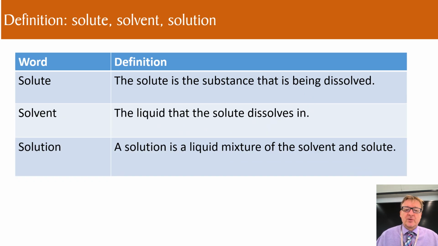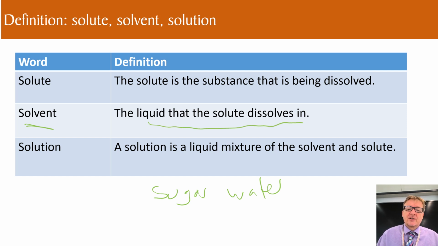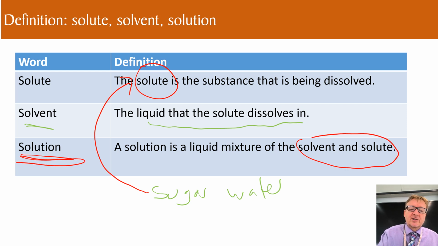Some other words: solute, solvent, and solution. If I think about sugar in water, if I've got dissolved sugar in water, the solvent is the water, because that is the liquid that the solute dissolves in. So the solvent is always the liquid. The solute is the substance being dissolved, so the sugar is the solute. The solute dissolves into the solvent, and when you've got the whole mixture together, the solvent and the solute together, that is called a solution.